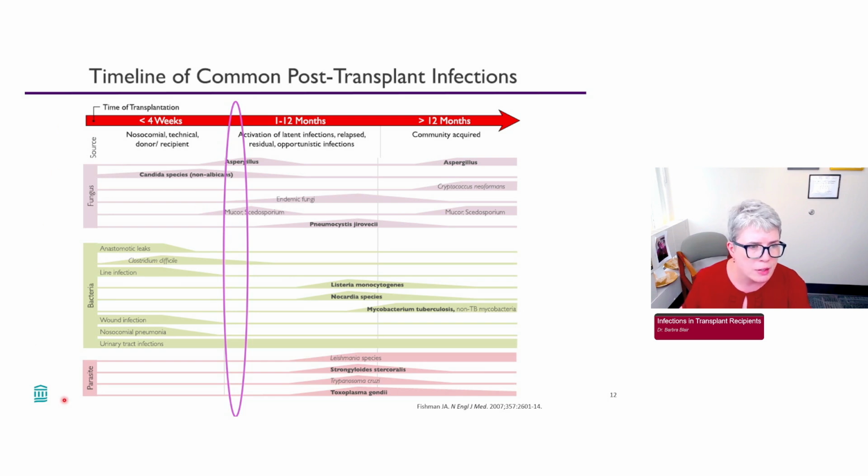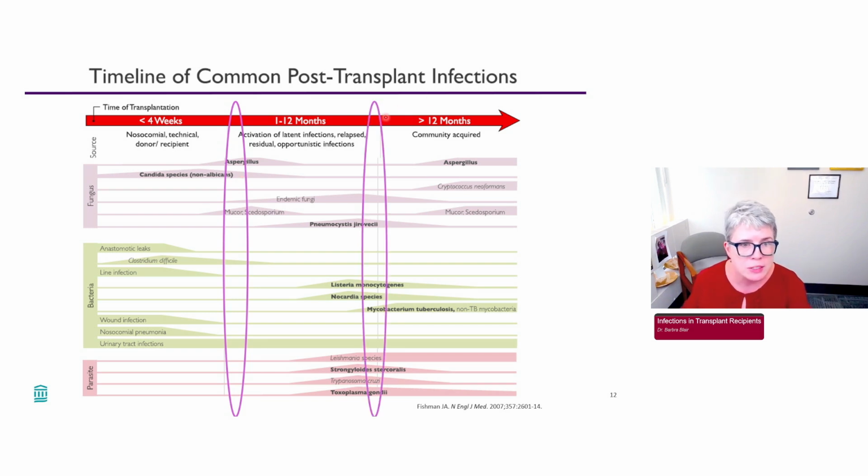Just to highlight, here: fungus, bacteria, and parasites. Early, within the first 4 weeks, it's all about the hospitalization, the anatomic leaks, the surgical things. Our patients were a little bit out from this. You could have thought about some of the fungal infections, although neither of them had risk factors. That's where thinking about the host, what they've experienced, where they've been, and what immunosuppression occurred before their transplant comes in.